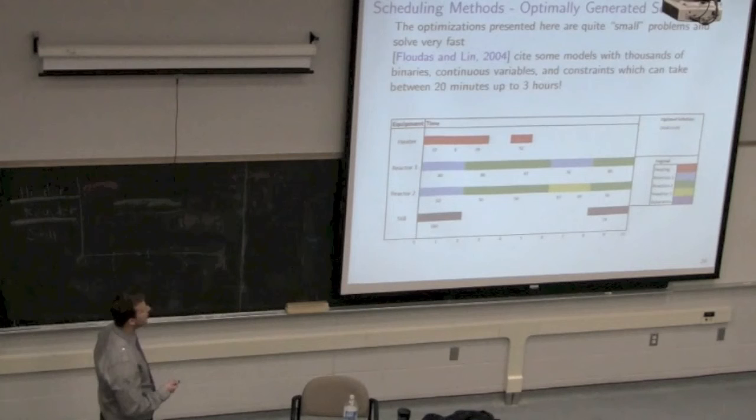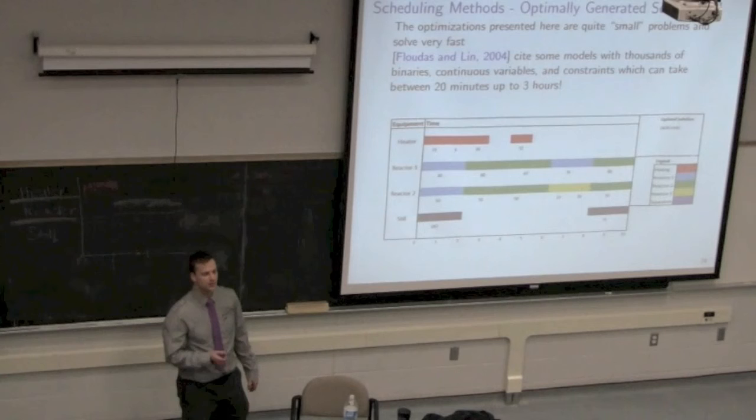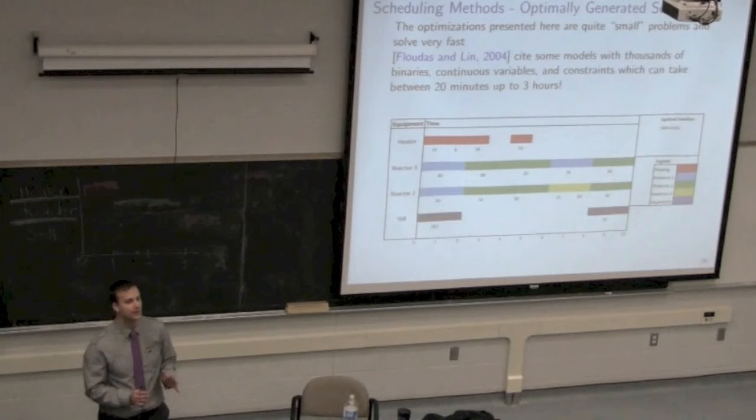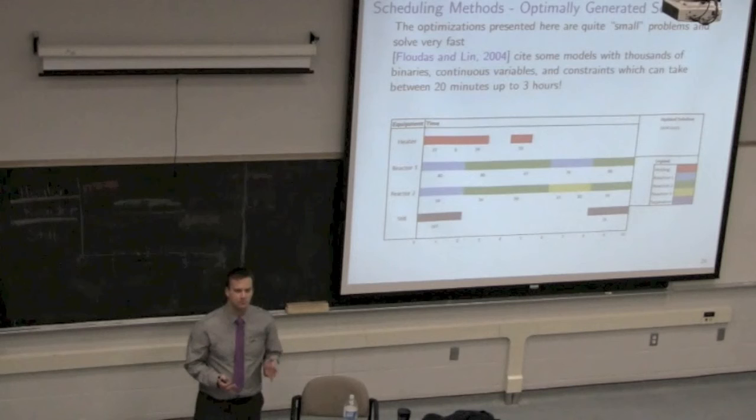So how big do these things get? Well, for the binaries and continuous variables, these numbers can be in the thousands. So you can have thousands of continuous variables, thousands of constraints, thousands of binaries. These are big, big optimizations. They can take probably hours. And honestly, you can just let your computer run for a day and it's still going. These things can take very long to solve.